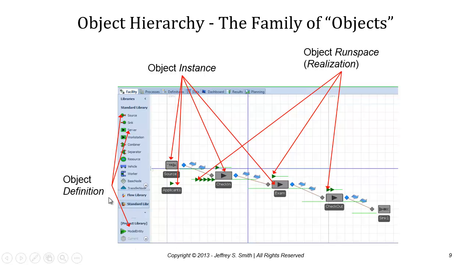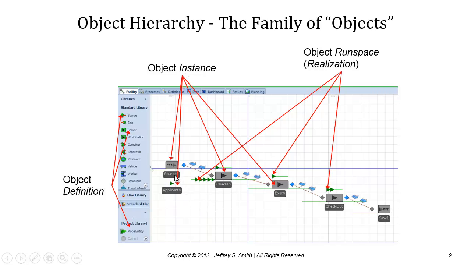So the object definitions provide the behavior and definition of the individual objects. And so object definitions exist within a library. When I drag an object and place it on the facility view, I'm creating an object instance.